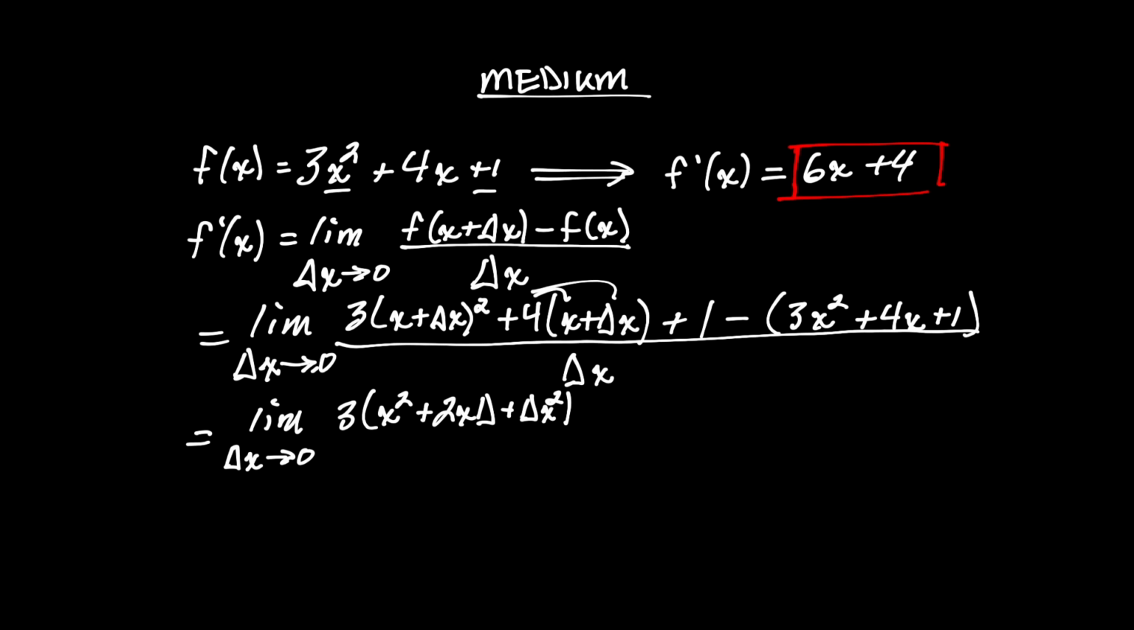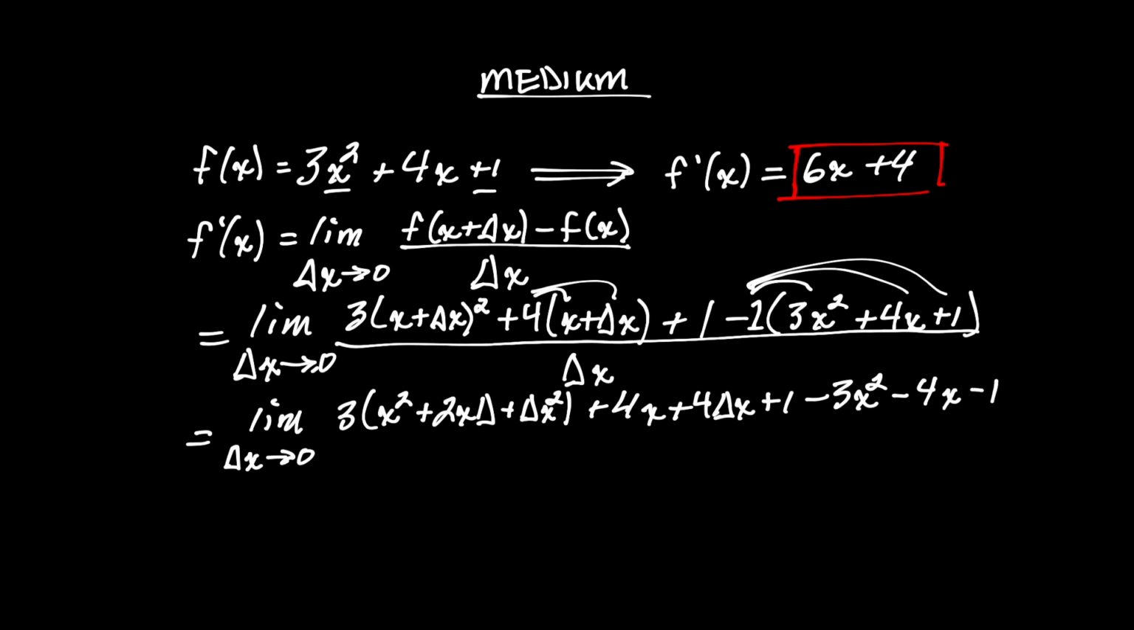Distribute this. So that's a plus 4x plus 4 delta x plus 1, and then I'm going to distribute this minus 1 on the function. So it's minus 3x squared plus 4x. Whoops. That's not distributing a minus, is it? That becomes minus 4x minus 1. It's still all over delta x.